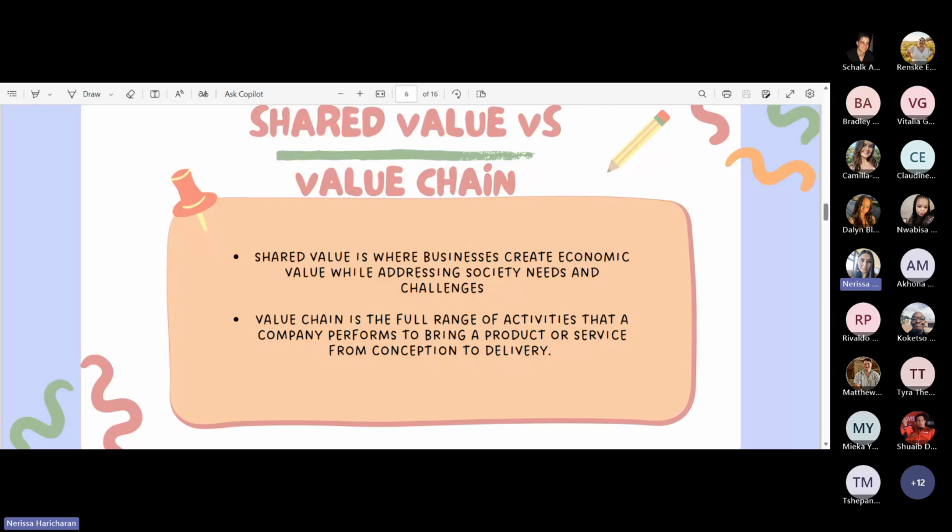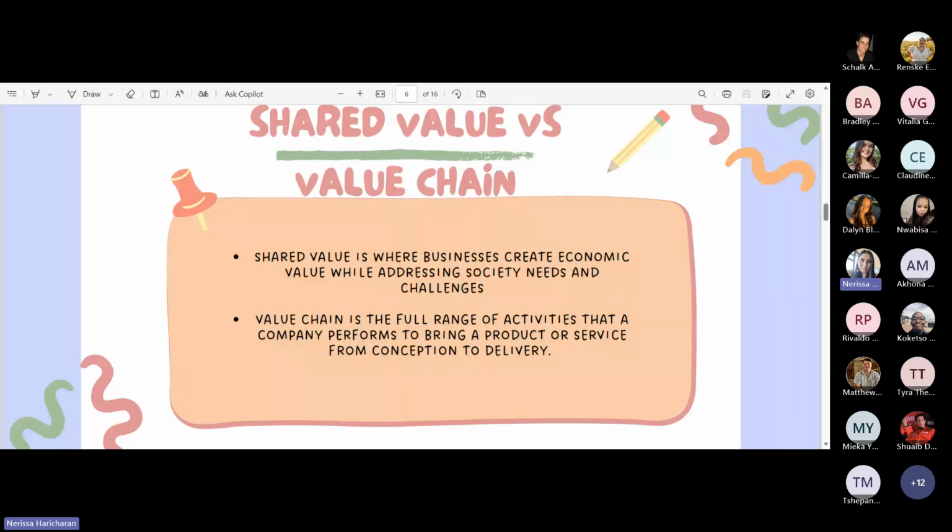Okay, we're going to move on to what we know as shared value and value chain. Shared value is a concept introduced by Michael Porter that emphasizes the idea that businesses can generate economic value, meaning bring in money for your shareholders, and still have a society value, which means that a community can still benefit from the specific business in which they operate.